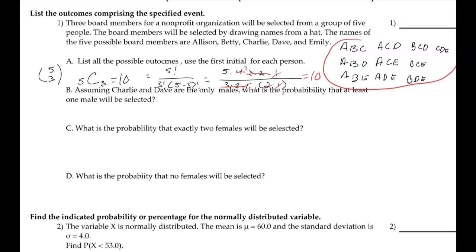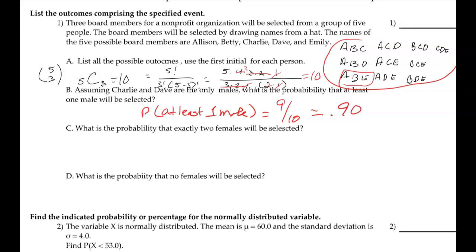Assuming Charlie and Dave are the only males, what is the probability that at least one male will be selected? So what are you doing? All we're doing is figuring out the probability of at least one male. So you're counting how many in my group of 10 have at least a C or a D in it. So we've got 1, 2, 3, 4, 5, 6, 7, 8, 9. You can see the only one that doesn't is here. So that's why it is 9 out of 10, which is 0.90.